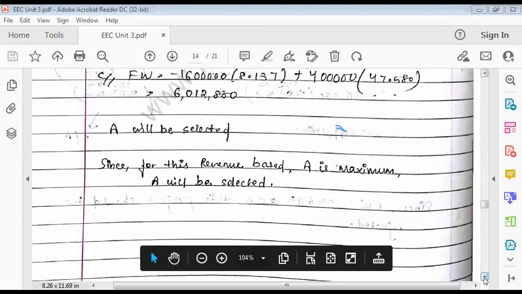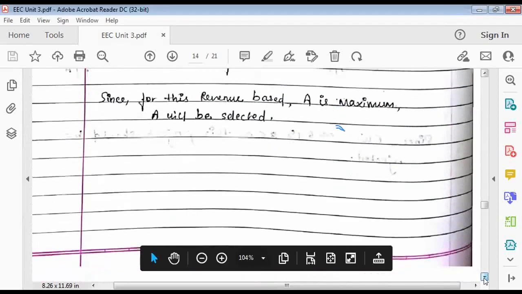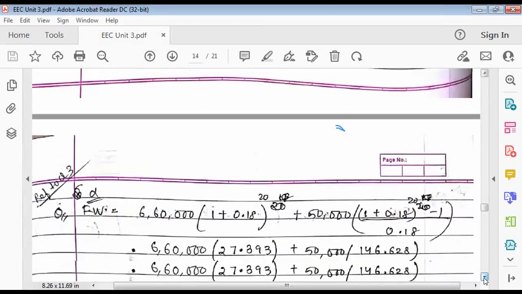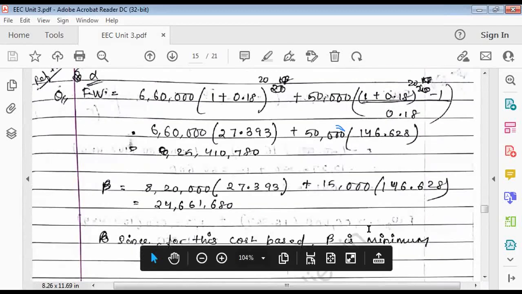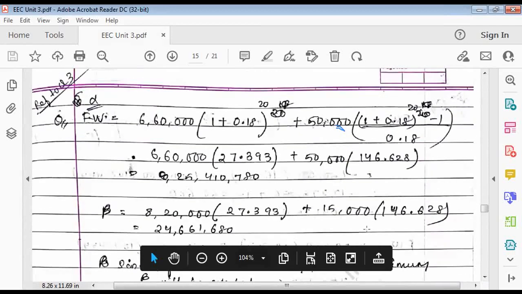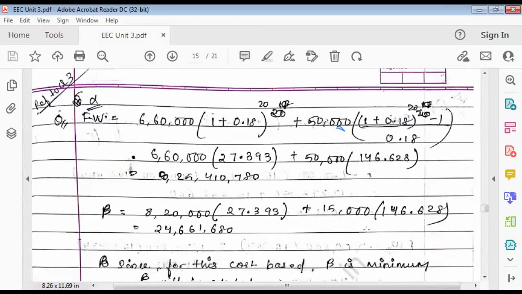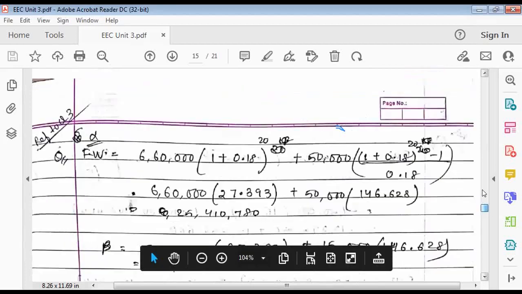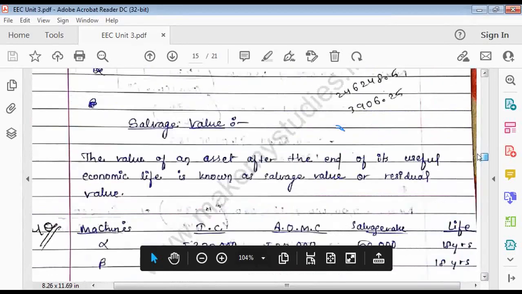Going to the next question, it must be a cost-based question. No doubts about that. Okay. Look at the question. Should I show you the question? Let me show you the question.